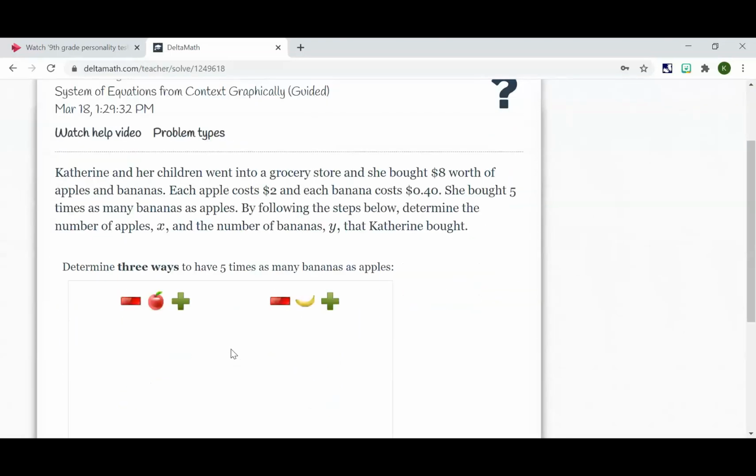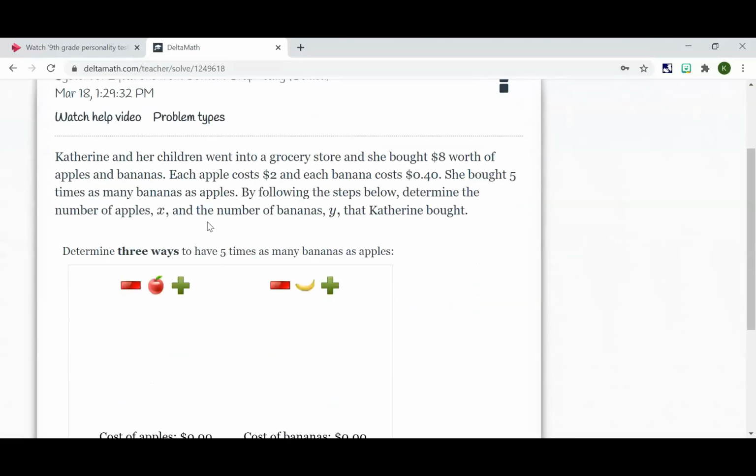So, okay, 5 times as many apples and bananas. I feel like this is one of the harder ones. So remember, we have a word problem here, and this is a system of equations. There are 2 things we're trying to find, apples and bananas. And there are 2 criteria or constraints on the apples and bananas.